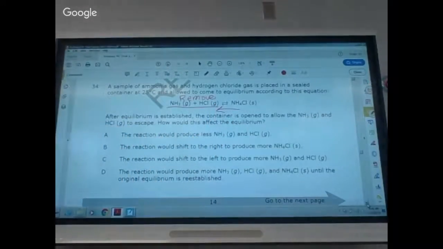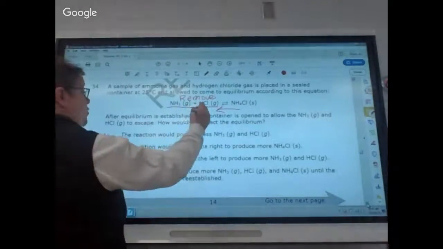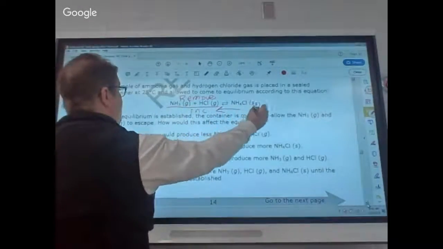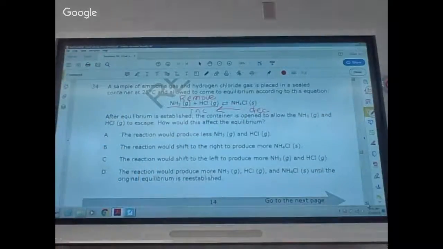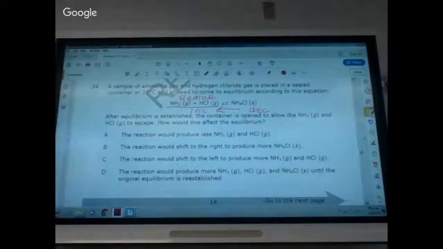Okay? So if it shifts left, what's going to happen? This side is going to increase. This side is going to decrease. So, would I produce less NH3 and HCl? Nope. That's out. The reaction would shift to the right. Nope. We just said it was going left. The reaction will shift left. So it's going to be that.